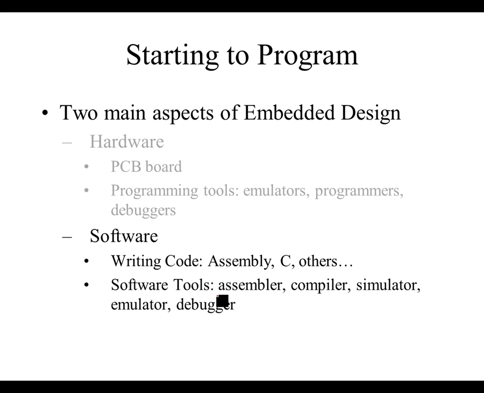As far as software tools go, you need an assembler and a compiler. It's good to have a simulator, and it's really nice to have an emulator or debugger. You definitely have to have an assembler and compiler. The compiler is for C, and the assembler is for assembly language. You need to be able to take the assembly language code and transfer it down to machine language. So we're going to start off with assembly language, and we'll also talk a little bit about the simulator.